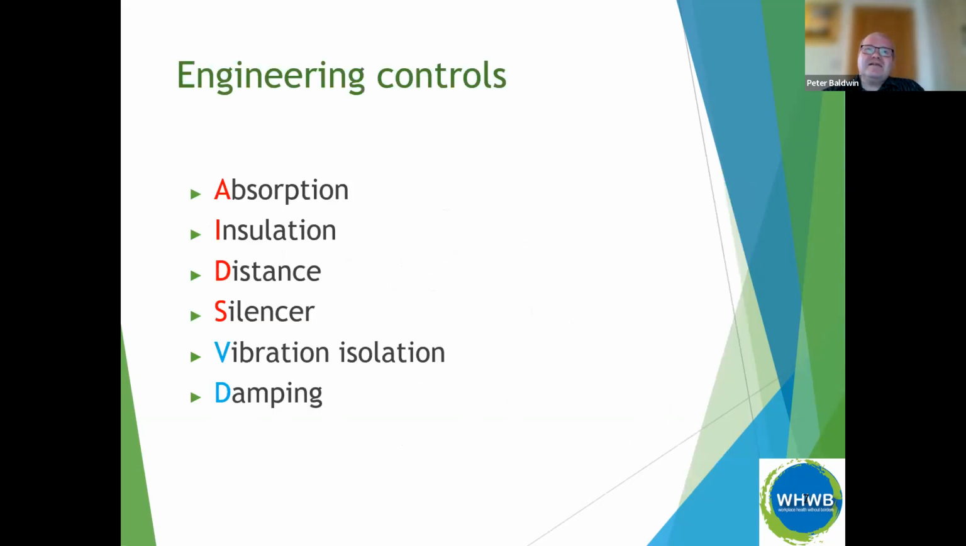Then we have a look at the engineering controls, and I'm just going to touch on some of these. You've got the absorption. This is when the noise is absorbed. Insulation: generally speaking, the more dense the material, the barrier, the less likely it is to get secondary vibrations or retransmit noise.